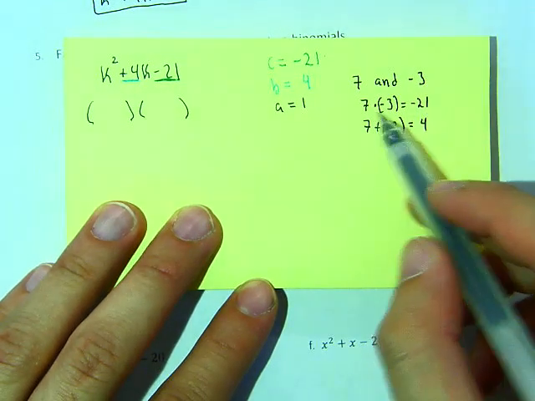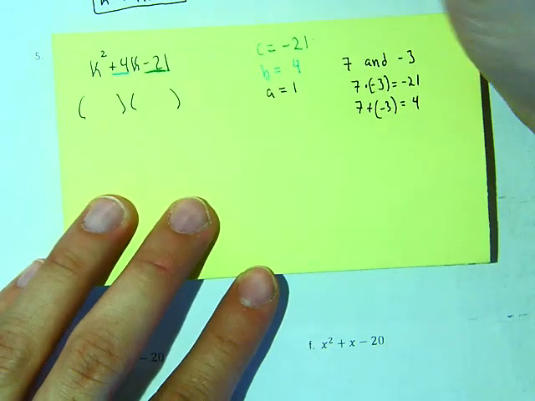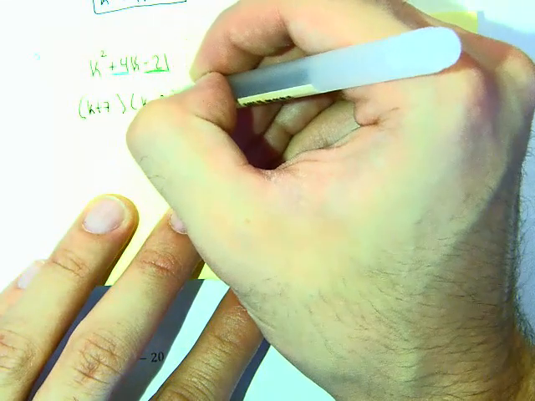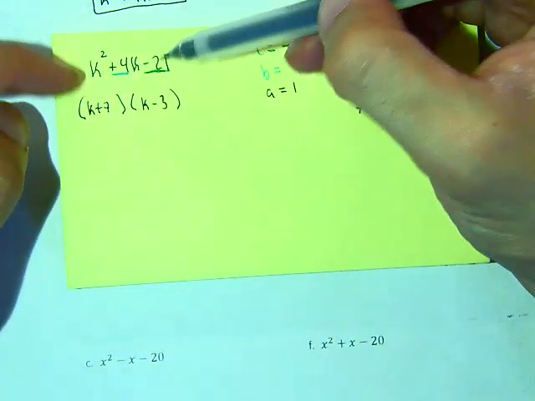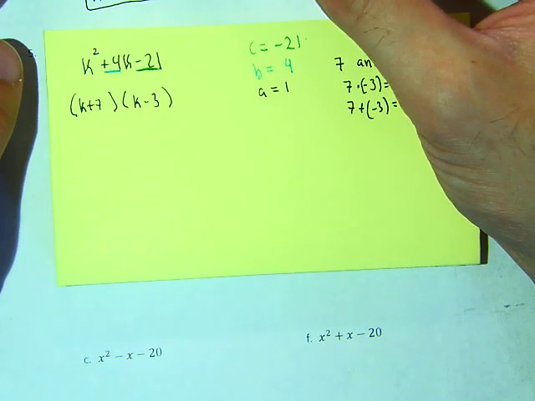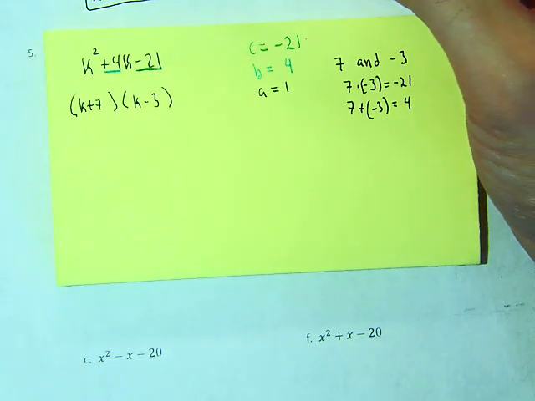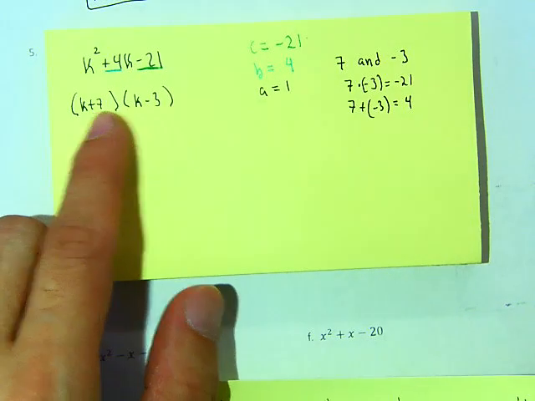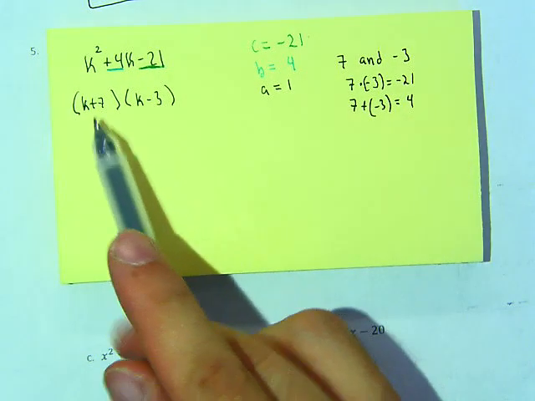And notice that these are the 2 numbers. And look over here. What I would say is I just say k plus 7, k minus 3. And this we already know that this factors into this, but notice that when we ask ourselves this question, that's how you determine what these 2 numbers will be.